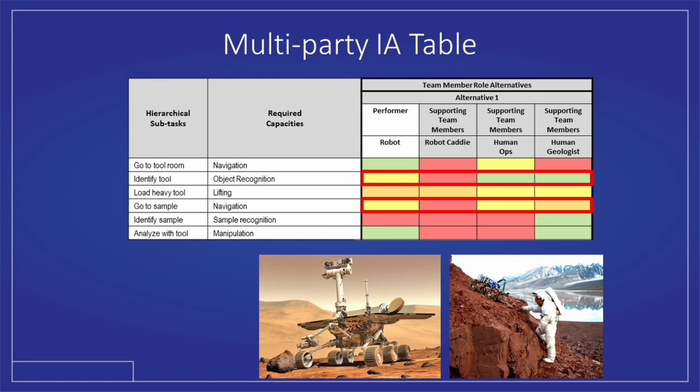Additionally, there are soft constraints. Though the robot can recognize the tool and navigate to the sample, it may occasionally have trouble and could benefit from assistance. Either human can provide this assistance. This does not mean they must provide it. It's a soft constraint, meaning it's optional. However, building in support for this potential interdependency means the team has additional flexibility and can be more resilient to problems it may encounter.